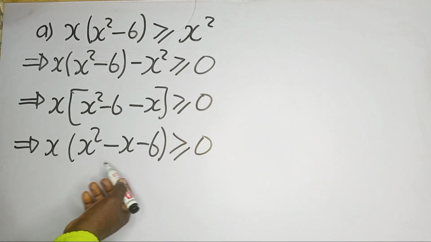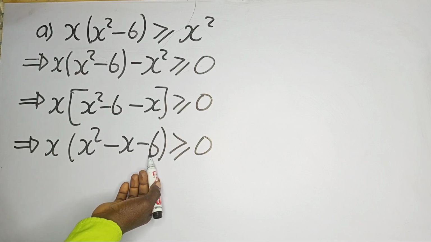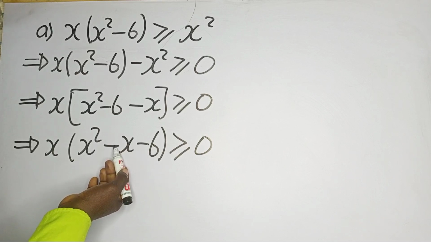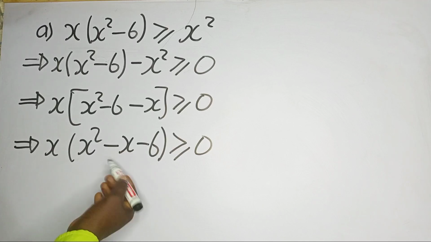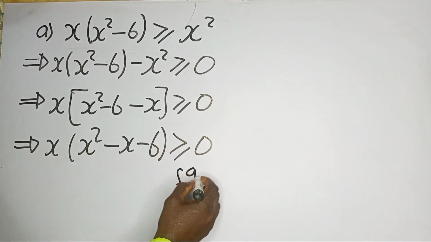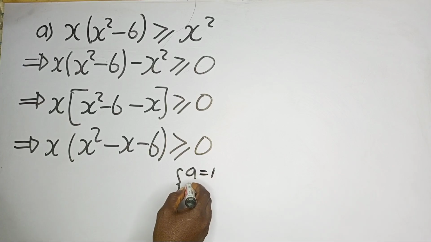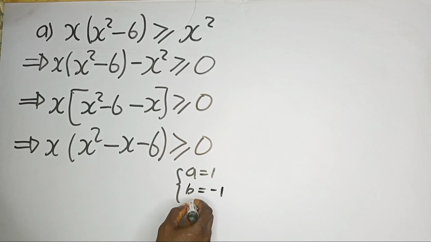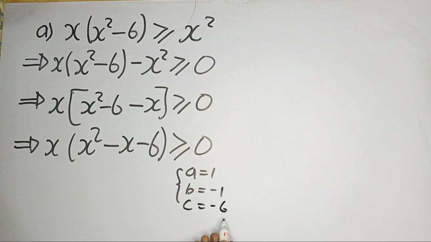Using the factorization method, we look for two factors of negative 6 whose sum is negative 1. Remember, the coefficient of x² is 1, the coefficient of x is negative 1, and the constant term is negative 6. So we look for two factors of negative 6 whose sum is negative 1. Those two factors are negative 3 and 2. If we multiply negative 3 by 2, we have negative 6. If we take their sum, negative 3 plus 2, we get negative 1.